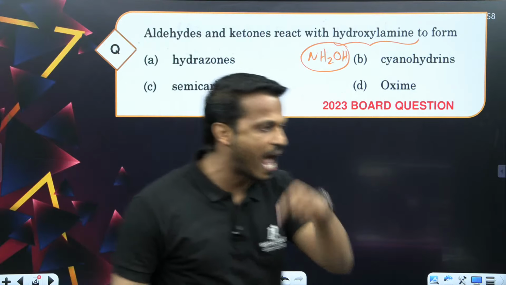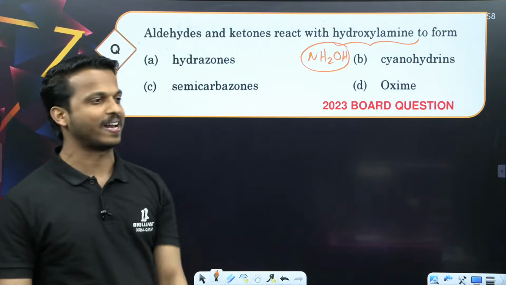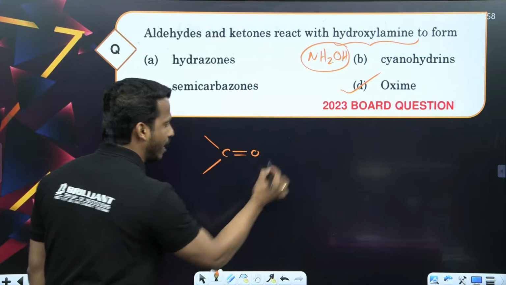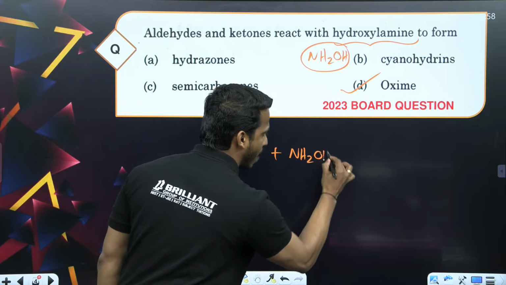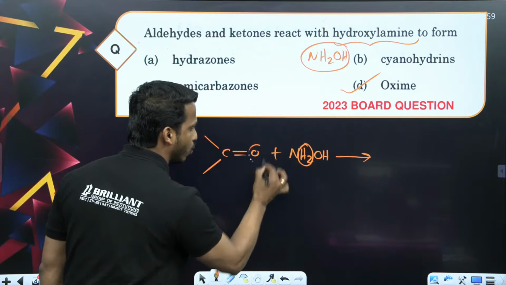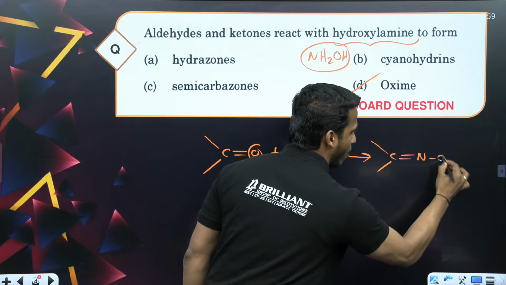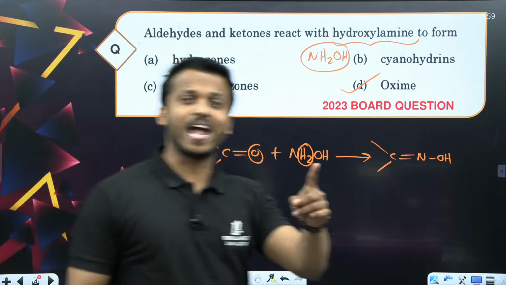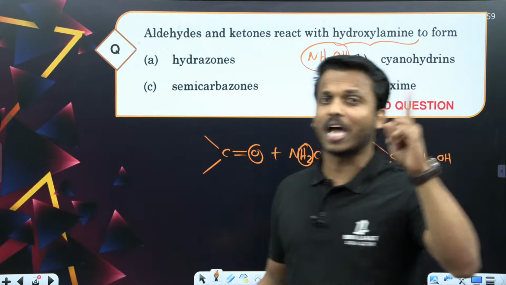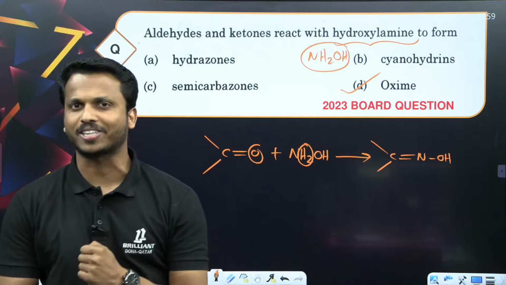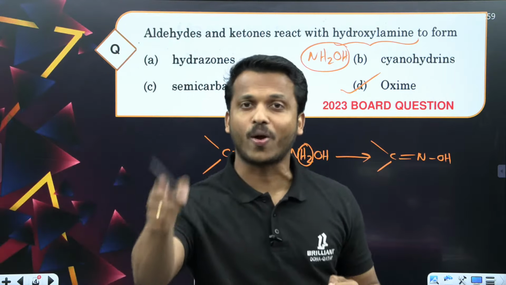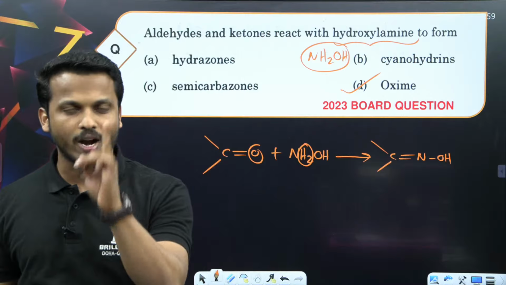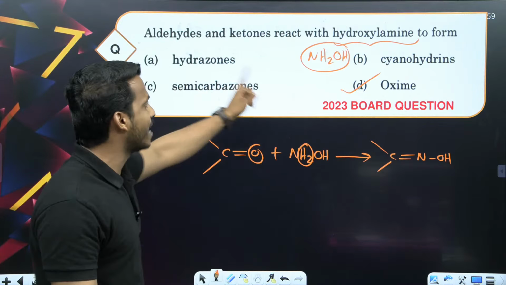Yes, that is our answer. I think Reem ji has already given the correct answer. That is option D, oxime. When an aldehyde or ketone reacts with hydroxylamine, NH2OH, H2O is lost and you get C double bond NOH. This product is what we call oxime. You may have studied this reaction in the biomolecules chapter with glucose. Glucose reacts with hydroxylamine to produce glucose oxime, which indicates that glucose contains one carbonyl group. So here the answer is option D.